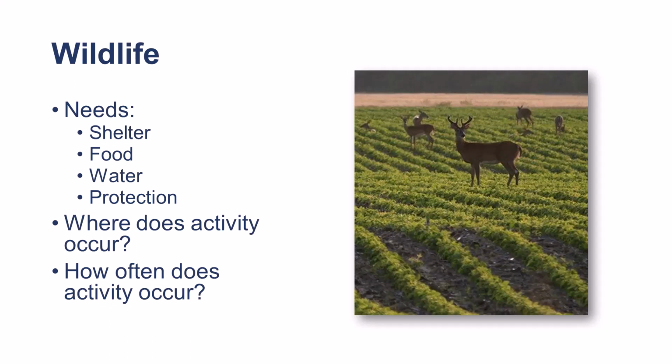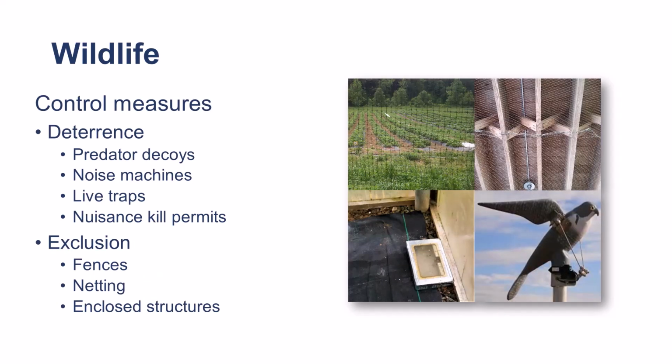Once you have identified potential risks, it is important to develop a strategy to reduce their presence. Generally, control measures focus on deterrence and exclusion. Deterrents usually include things like predator decoys, noise machines, live traps, and nuisance kill permits. The measures usually have limited effectiveness over time, so it might be useful to use multiple approaches or rotate measures when needed. Exclusion includes things like fencing, netting, and actual enclosed structures. With all of these measures, there are pros and cons in terms of cost, effectiveness, and feasibility.